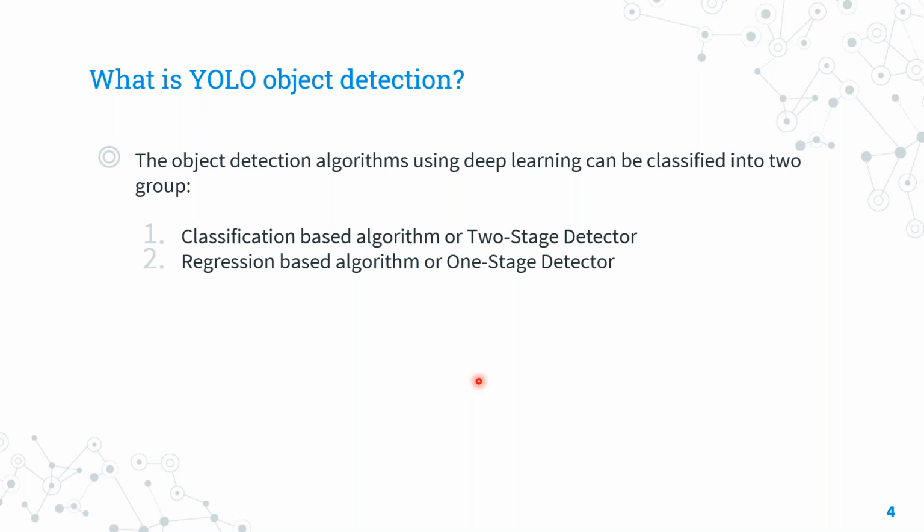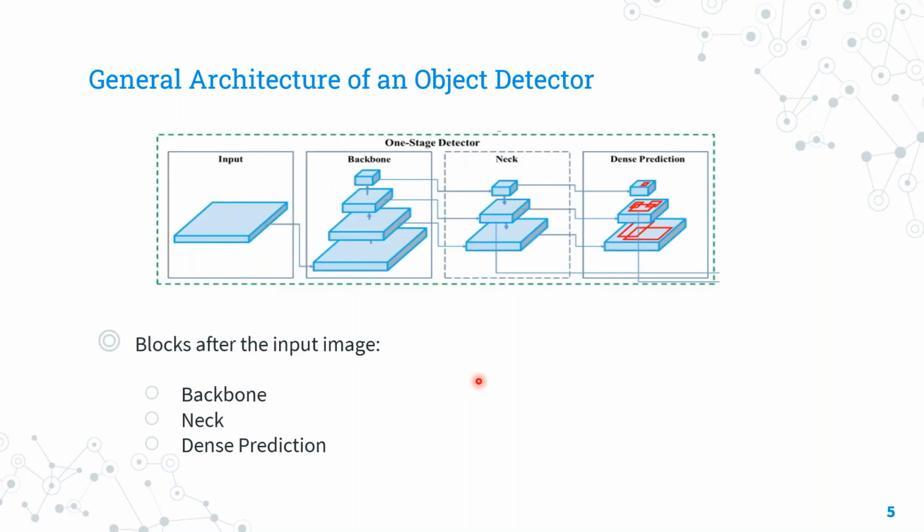A second one is the regression-based algorithm. In this algorithm, there is no selection of regions of interest in the image. Instead of that, it will predict the classes and bounding boxes for the entire image at once. This makes detection faster than classification algorithms. One of the famous regression algorithms that we are going to cover is YOLO. The YOLO detector is very fast, so it can be used in self-driving cars and other applications where real-time object detection is required. Let's talk about the brief architecture of YOLO.